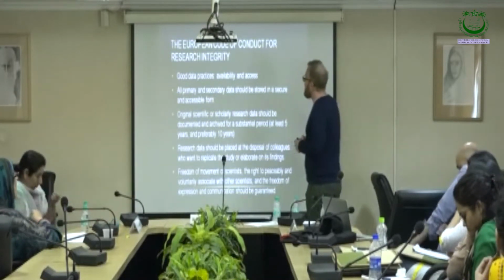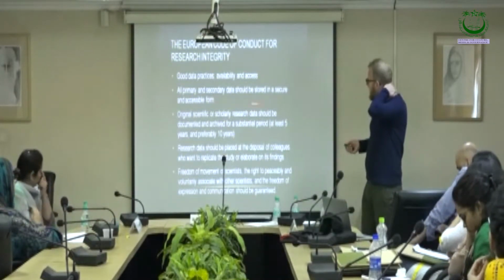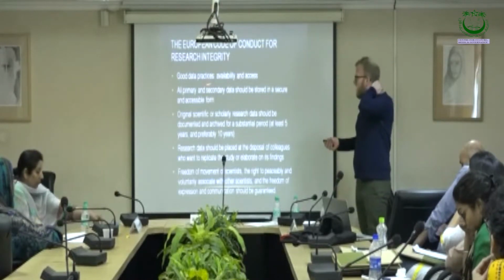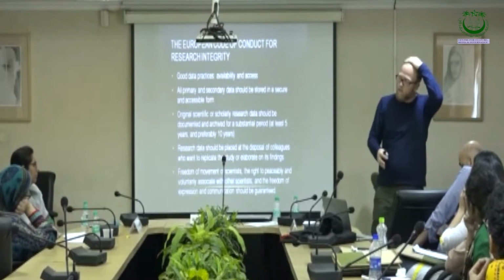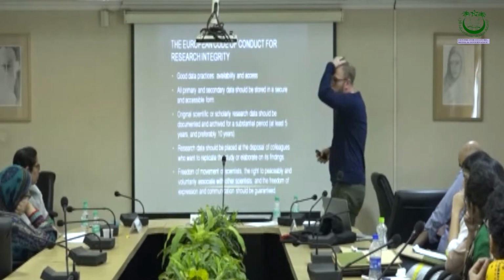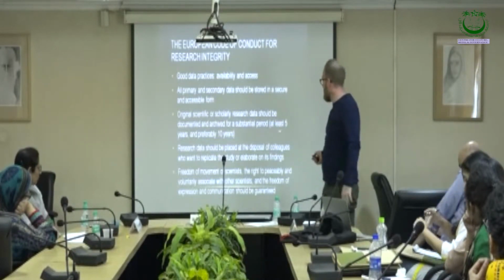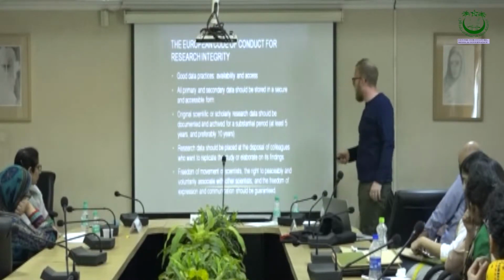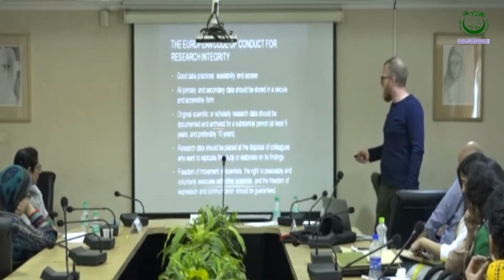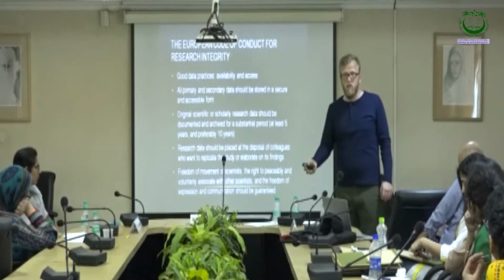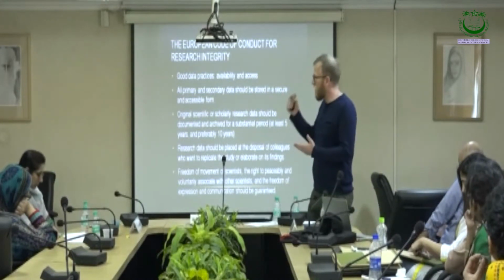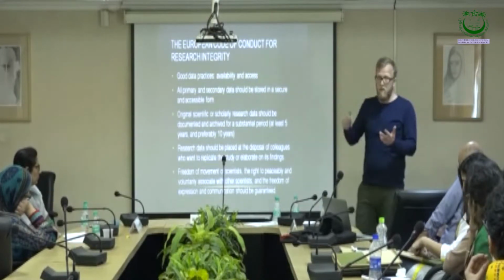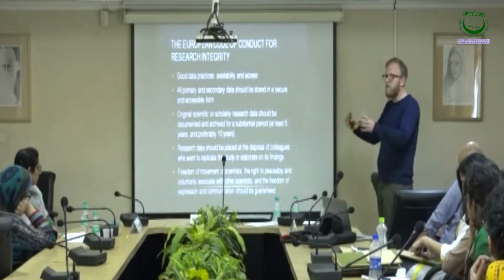Good data practice: availability and access. So all primary and secondary data should be stored in a secure and accessible form. When you do your experiment, do your content analysis, make sure you have your data somewhere, and preferably so for a long time. Archive the codebooks that you use or the documentation you use to collect your data. Survey questionnaires for surveys, stimulus material for experiments, all that should be archived together at some place.